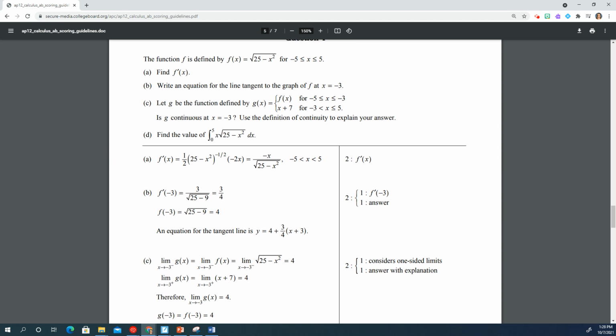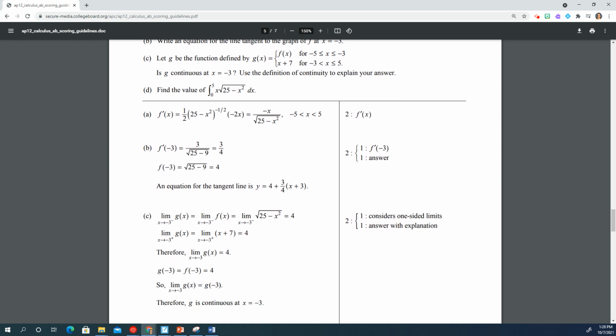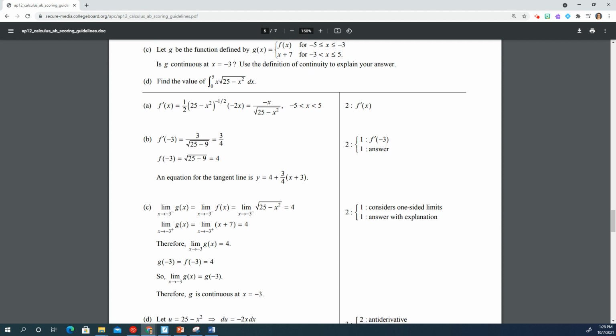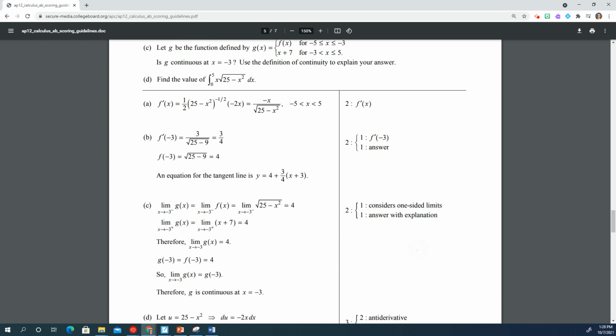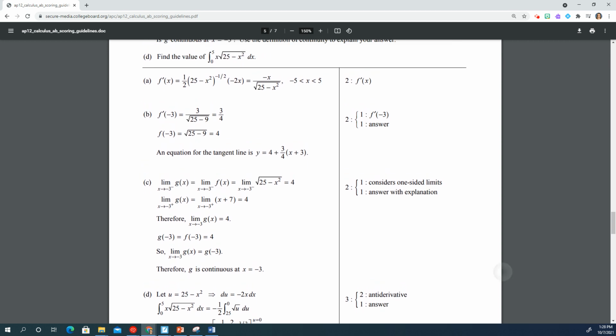Okay, 1 second. So here for part C, 2 points. 1 considers one-sided limits, so considers the left and the right hand limits. Okay, we showed that that was 4. And 1 point for answer with explanation. So this whole piece right there, that g of negative 3 is 4. The limit as x approaches negative 3 is the same as g of negative 3. They're both 4. Therefore, it's continuous. So 2 points out of 9 for that one.